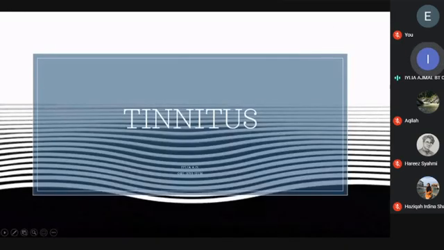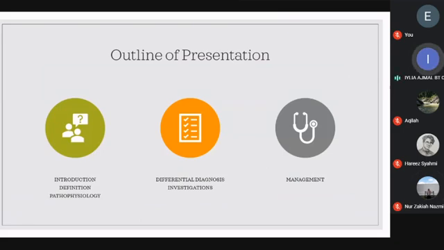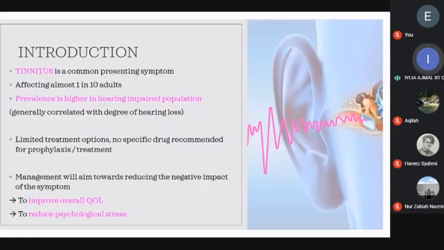Okay, Bismillahirrahmanirrahim. So tinnitus, can you guys see my slides? Yes, doctor. Okay, so this is the outline of my presentation. So introduction, definition, the pathophysiology, why the patient has tinnitus, the possible diagnosis, how do we investigate, how do we manage patients with tinnitus. So as introduction, how we define tinnitus.